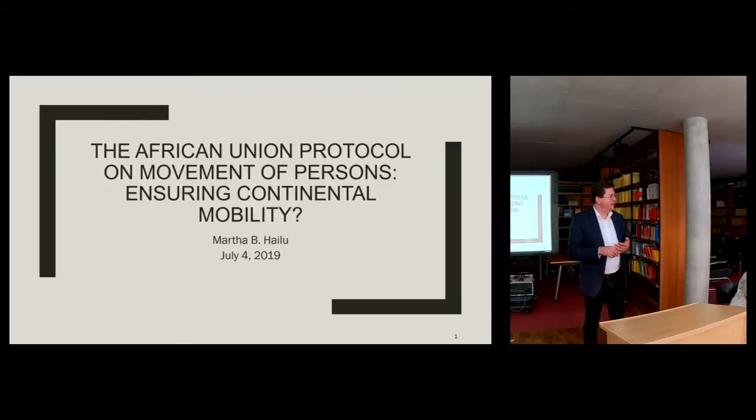You might know, all of you, that the signing procedure of the free trade agreement was last week, I believe? In general, it was ratified by 25 countries. So it came into force last month. And so there are interesting developments in terms of economic integration in Africa, and part of that is, of course, the movement of persons. And we will learn about that.